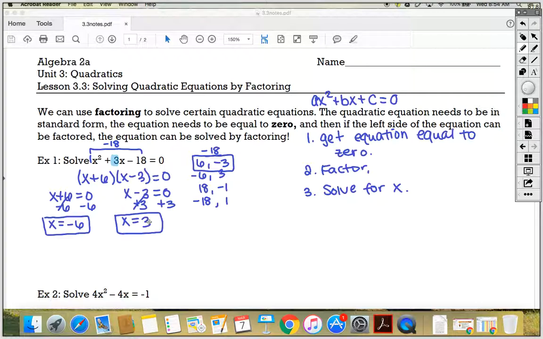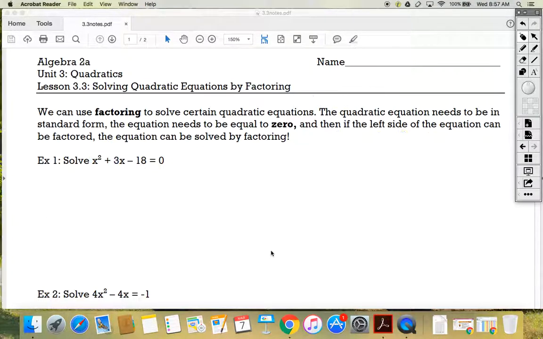So I might have two solutions when I do these. Sometimes I might only have one. So you could either have 2 or 1 solutions. Most of the time we'll probably have 2. Okay? Let's look at the next one.